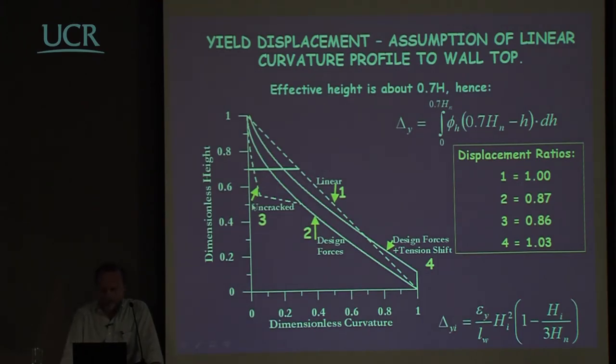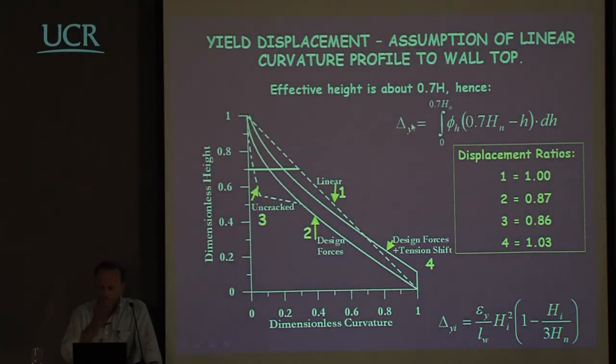Well, if you look at what happens in terms of displacement ratio, and you look at what happens at the equivalent height, which is approximately at 0.7 of the height of the wall, you can see that what you obtain in terms of displacement ratio, if you take the one given by the linear displacement here, is 0.87, 0.86, and 1.03 in the case of line 4, which is the design forces plus the tension shift. And you can see this value is 1.03 with respect to 1 in the case of the linear displacement profile. Now, it is then immediate to see that it is possible to assume this linear displacement profile, obtaining something which is acceptable in terms of the yield displacement. The formula that has been used to obtain this is the integration between 0 and 0.7 of the total height of the curvature multiplied by the height, as usual, to calculate the displacement.